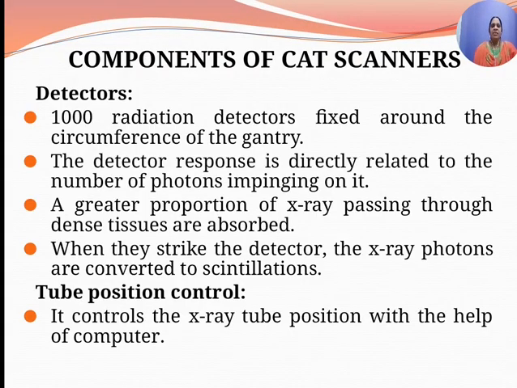Then the detectors. 1000 radiation detectors are fixed around the circumference of the gantry. The detector's response is directly related to the number of photons impinging on it. A greater portion of the X-rays passing through dense tissues is absorbed. When they strike the detector, the X-ray photons are converted to scintillations, or into electrical energy. If you have a scintillation counter, they can be converted into scintillations. This is about your detectors.